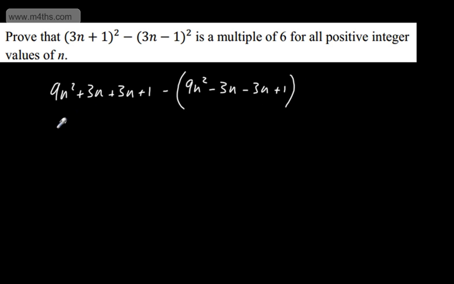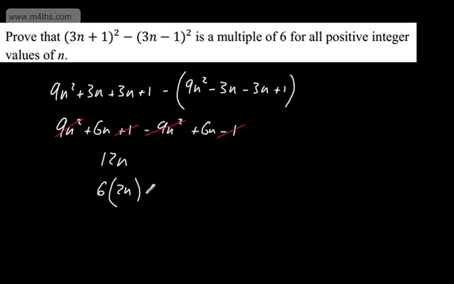So if we look at this, what we've got is 9n squared plus 6n plus 1 minus the 9n squared. We've got here minus 6n, so we're going to be adding that, and then we're going to be subtracting the 1. We can see from here that this one will cancel with this one, and this one will cancel with this one. So we end up with 6n plus 6n, which is 12n, and I'm going to write this as 6 lots of 2n, which is a multiple of 6.